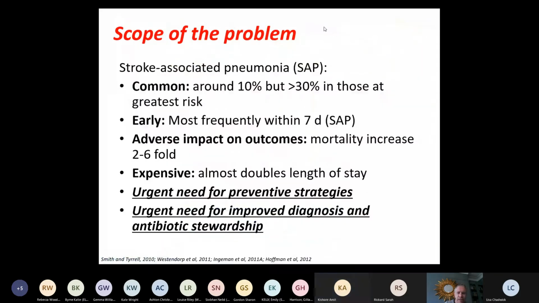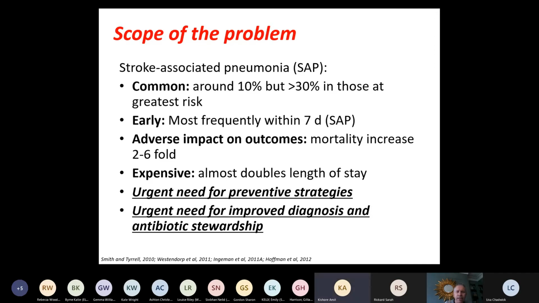Firstly, I'd like to just set the scene about stroke-associated pneumonia. It is a major issue. It is common and occurs in around 8 to 10% of hospitalised stroke patients, but it may occur with a frequency of around 30% or even higher in those that are at greatest risk. A key thing to consider is that stroke-associated pneumonia, which we'll call SAP, occurs very early during the course of the hyperacute and acute admission, and it's most frequently seen within the first 2 to 3 days of admission.